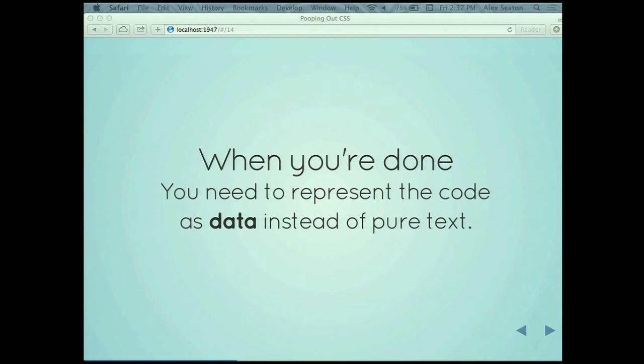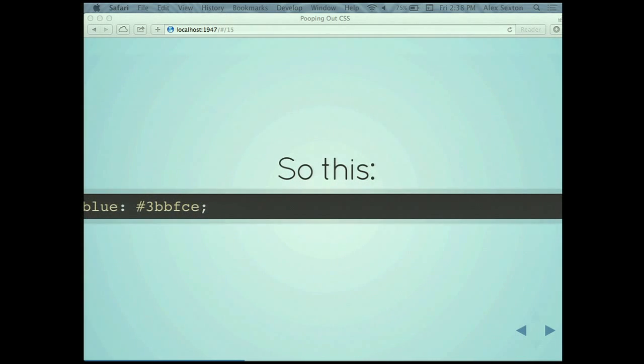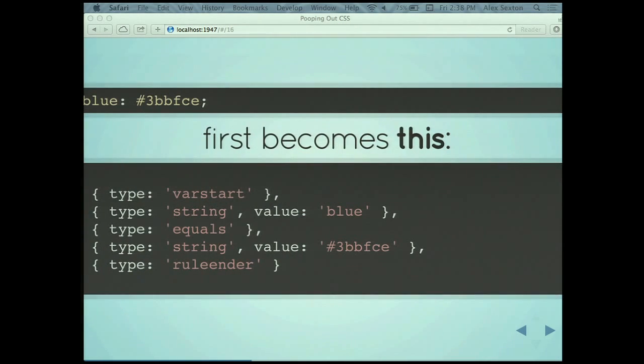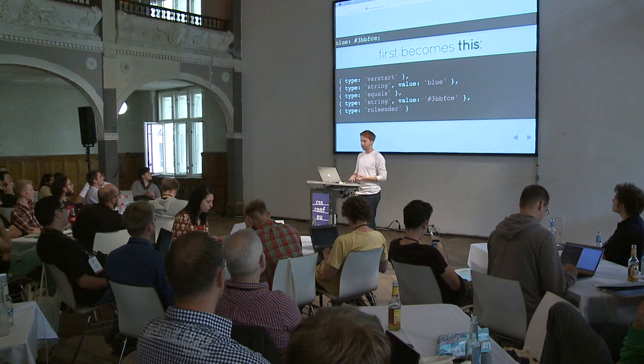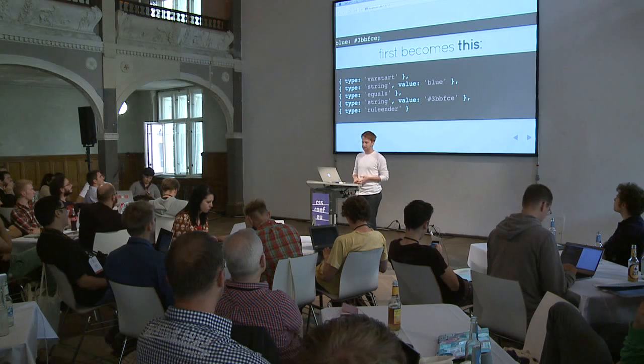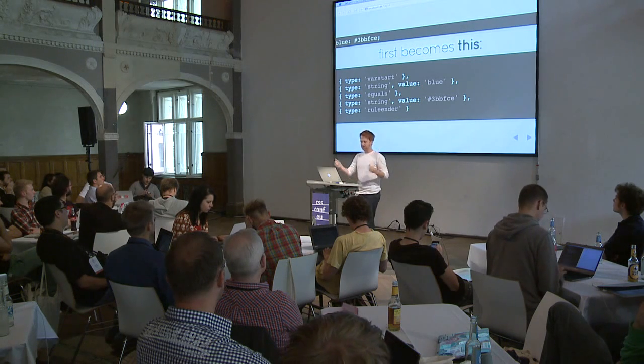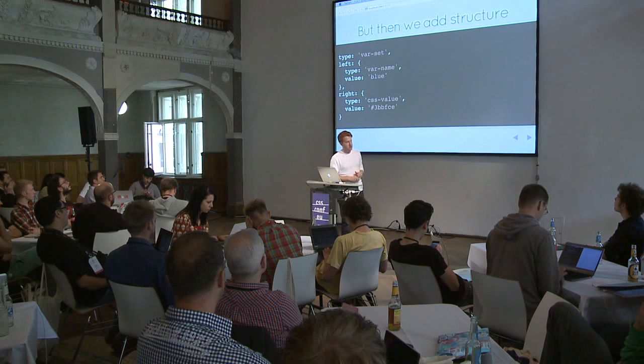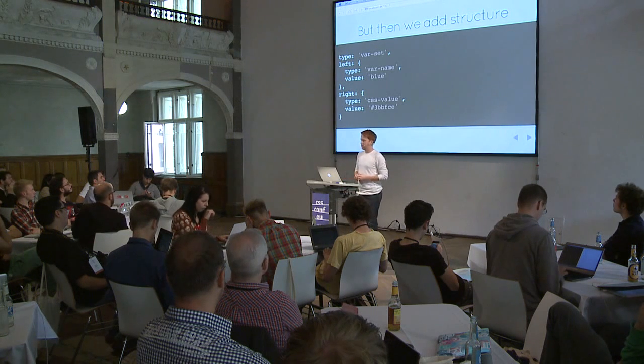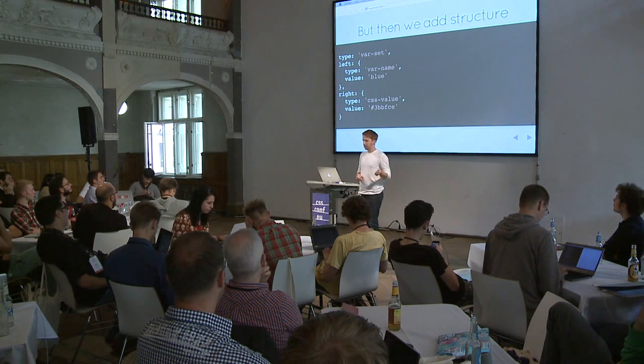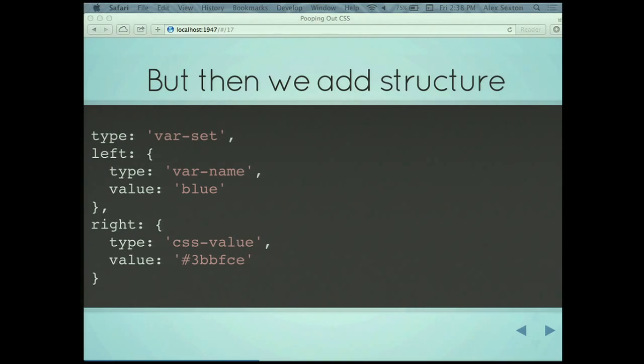So when you're done, you need to represent the code as data. It comes in as text. It comes in as an array of characters. So this is text, and you eventually, after lexing, have this. You have the variable starting, you have the string, you know the value of the string, you know that the next thing is equals, and that the value of the everything. So you have that. And you want to actually add structure. So you take the variable set, and you know that this needs to end with the semicolon.